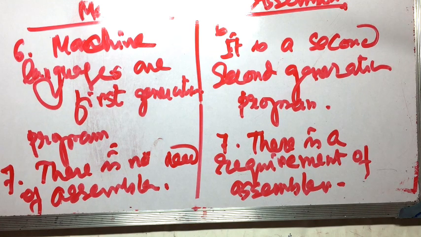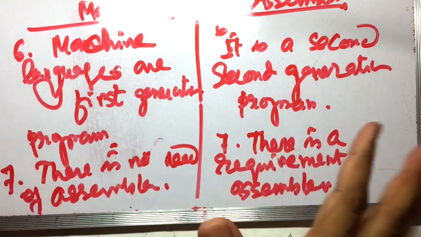You can find advantages and disadvantages from these differences. From here two questions can be answered: the difference between assembly level language and machine level language, and the advantage of machine level language over assembly level language, and the disadvantage also. So you can create this basic concept.